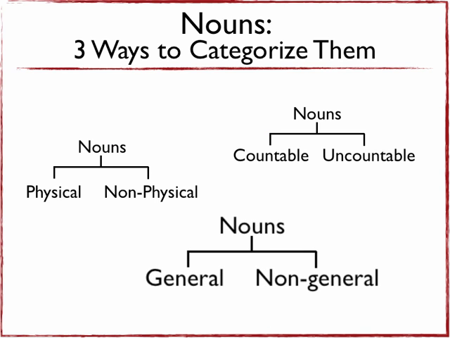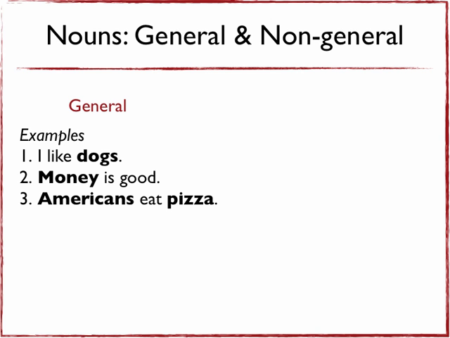Next, let's look at general and non-general nouns. Let's look at some examples of general nouns. In these sentences, we have I like dogs, money is good, Americans eat pizza. All of the nouns in bold are general nouns.